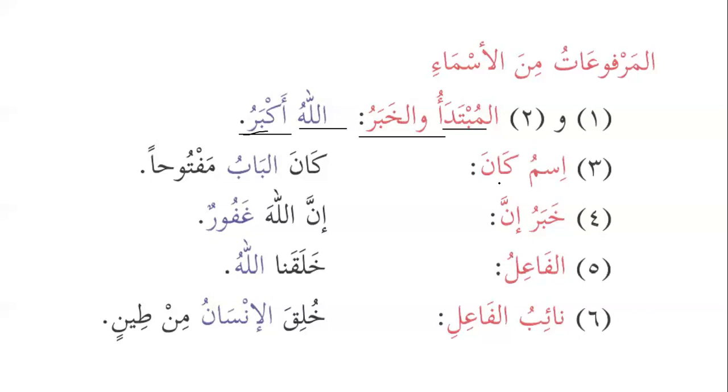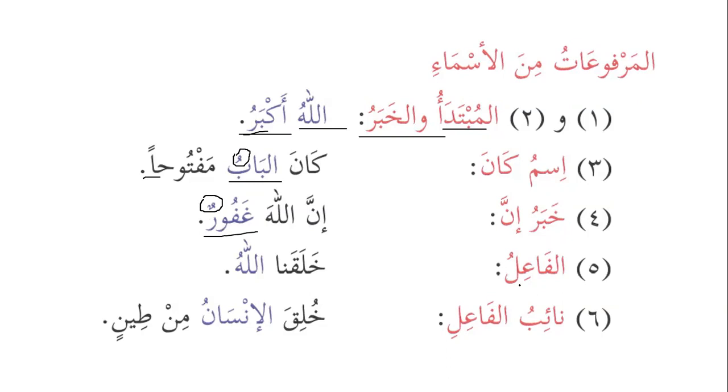Then number three is ismu kana. Kana al-babu maftuhan. And kana Allahu aliman hakima. So ismu kana is also marfu'. We know that kana comes with a nominal sentence, with the jumlat al-ismiyah. And the subject becomes ismu kana, and the predicate becomes khabaru kana. So كان الباب مفتوحاً, الباب is marfu' over here because it is ismu kana. Khabaru inna, we also know that khabaru inna is also marfu', as we can see here: إن الله غفور. So we know that ismu inna is mansub and khabaru inna is always marfu'.